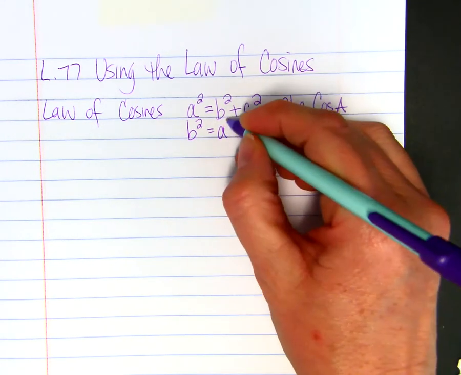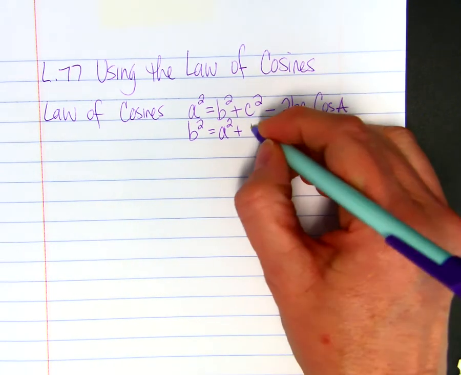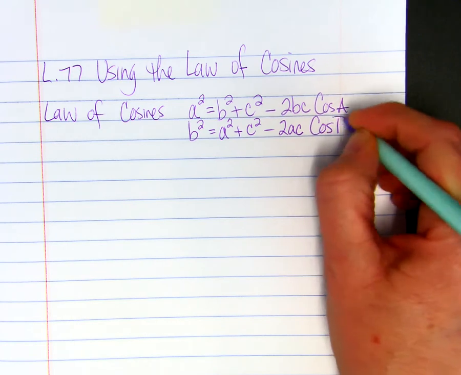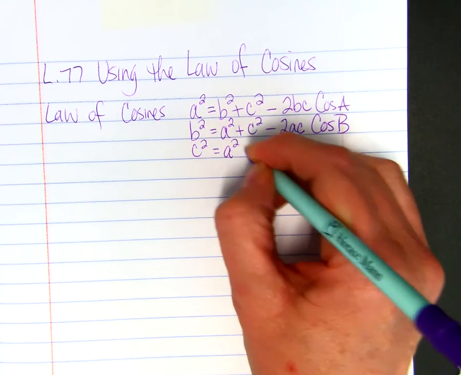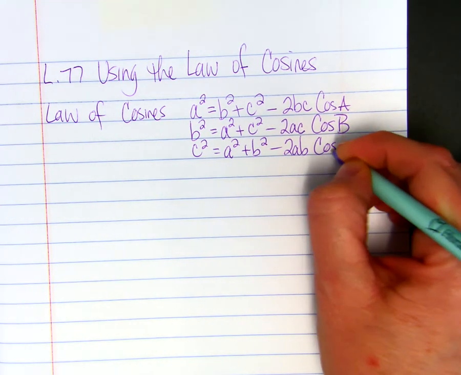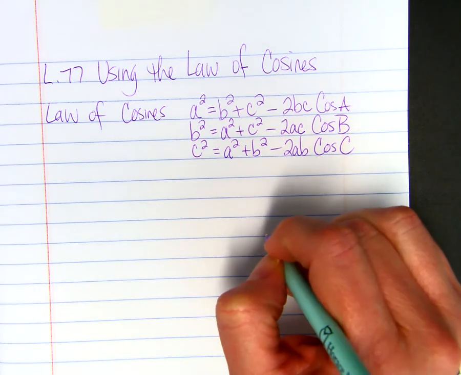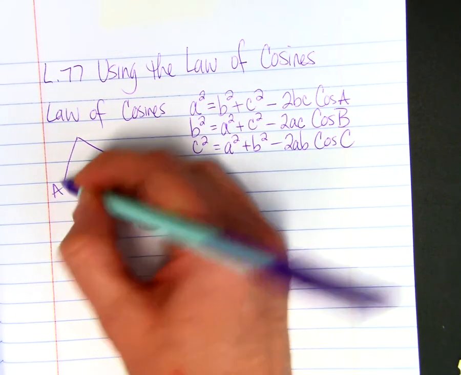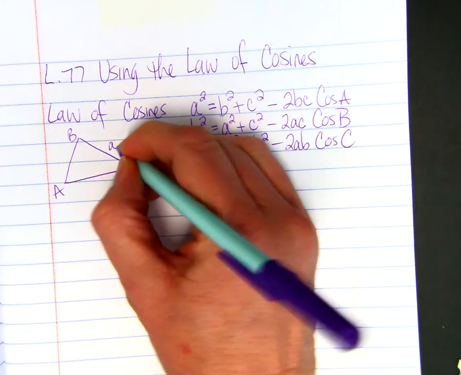If we want to find b squared, we would do b squared equals a squared plus c squared minus 2ac times cosine of angle B. And c squared equals a squared plus b squared minus 2 times ab cosine of C.